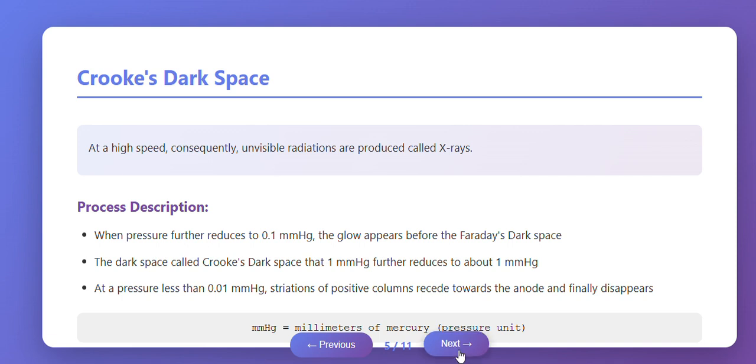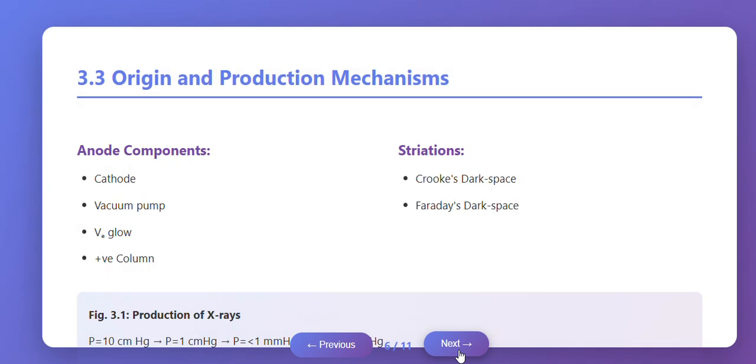Let's visualize what's actually happening inside an X-ray tube. On your screen, you can see the different components: the cathode on the left, the anode on the right, and the vacuum pump that controls the pressure. As electrons flow from cathode to anode, they pass through several distinct regions: the positive column, the striations, Faraday's dark space, and Crooke's dark space.